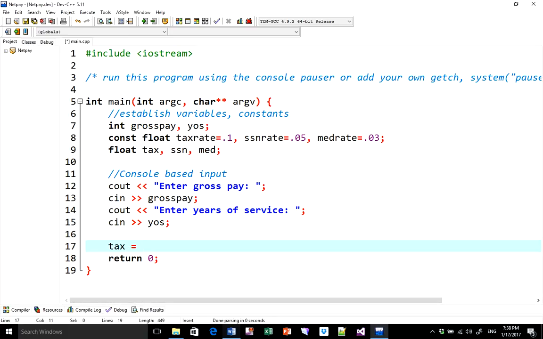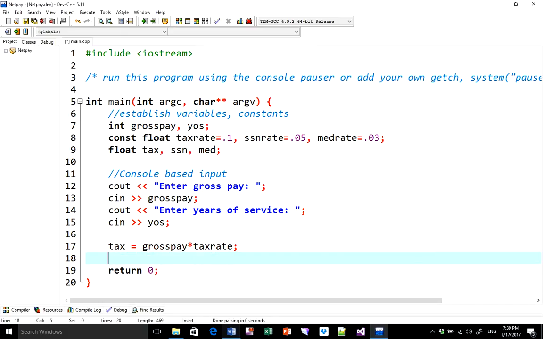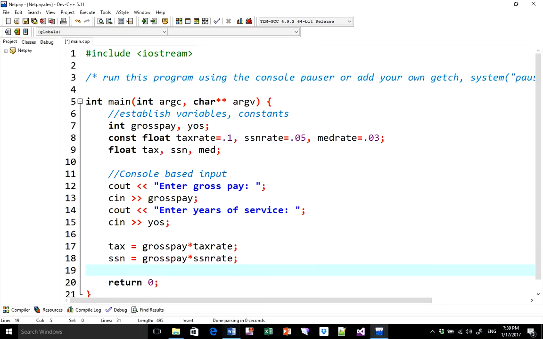Tax equals gross pay times tax rate, right? And then SSN equals SSN times rate, then med rate equals med times rate.